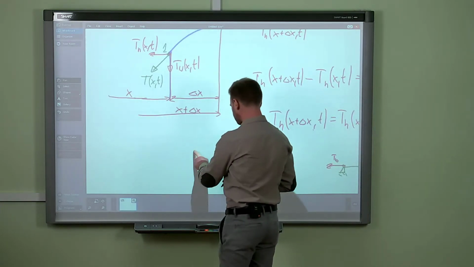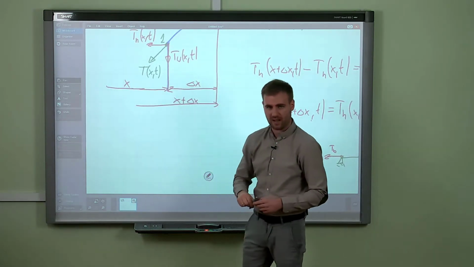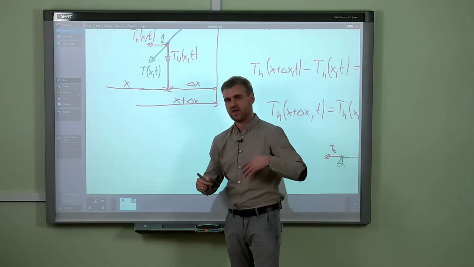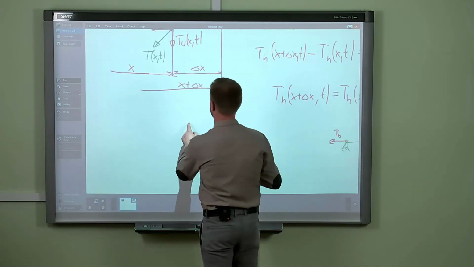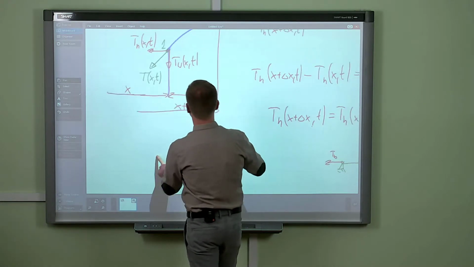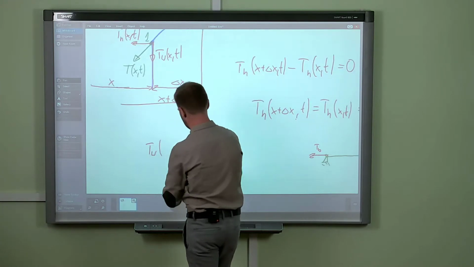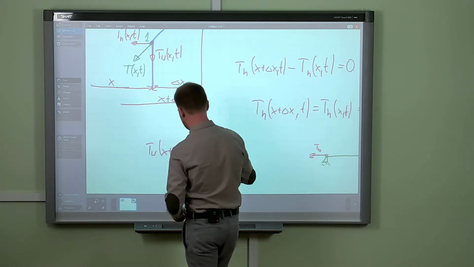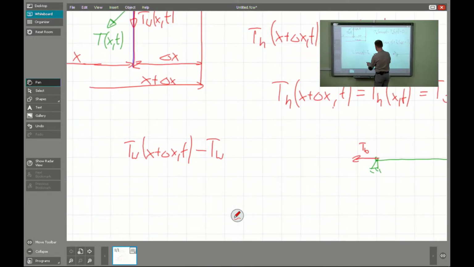Okay, let's consider equilibrium in the W direction. I mean, let's consider the equation of equilibrium for the vertical axis, and we see that in our case it will be given by Tw at the point x plus delta x, of course at the point t, minus Tw at point x and t.